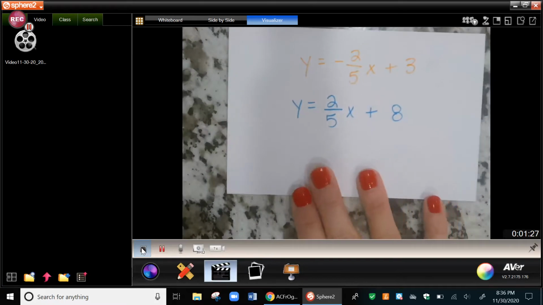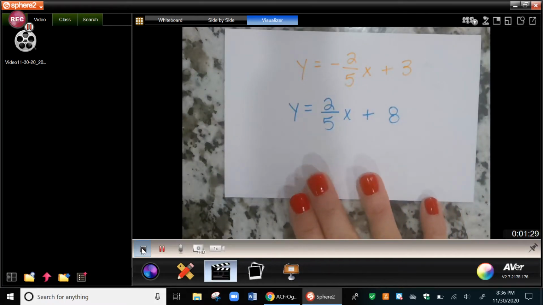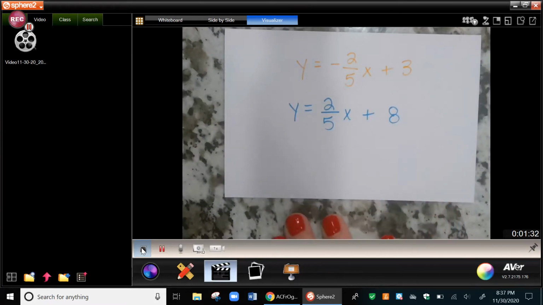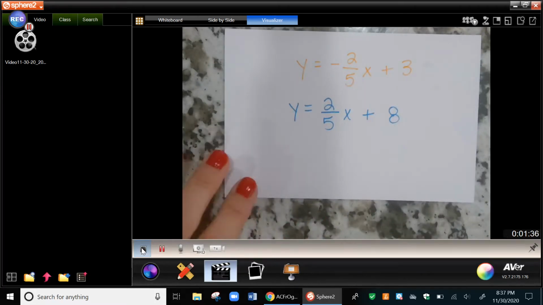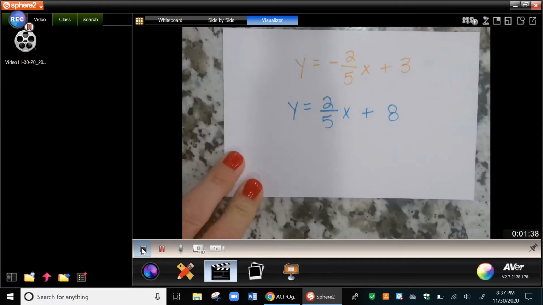y equals negative 2/5 x plus 3. y equals 2/5 x plus 8. So this one can be a bit tricky. Don't let it trip you up. Are those two lines parallel lines, perpendicular lines, or neither?